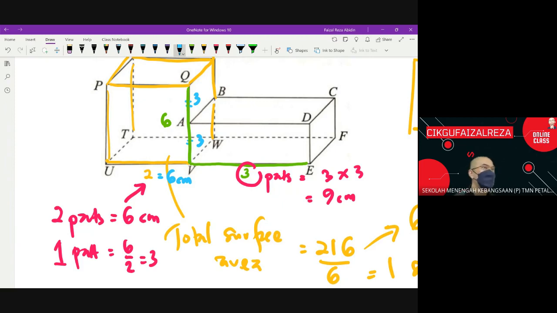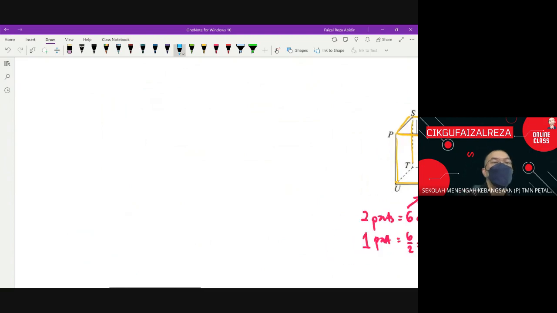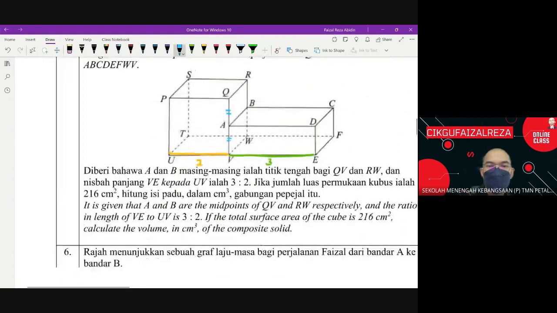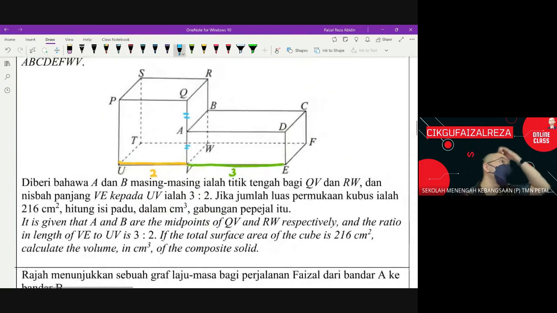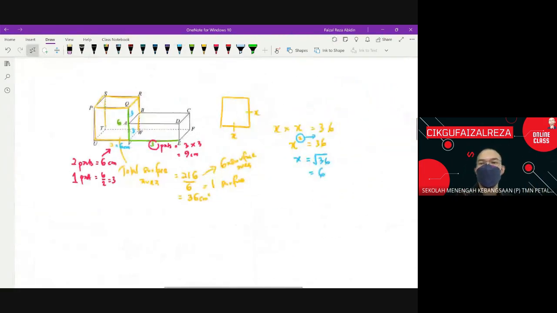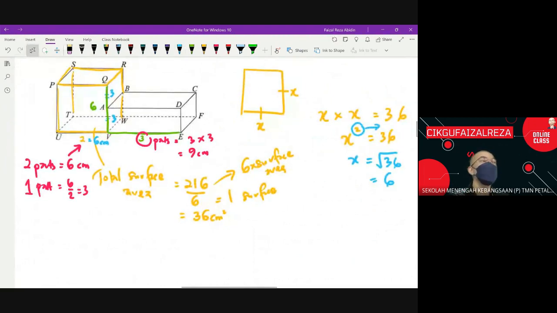Can? Faham? Okay, now we go. Dah habis. Show it again. Okay. But this one not answer the question yet. This one we just find out the length of UV, the length for VE. Can you understand? We also know the length of AV and AQ because A is the midpoint, means that we have 6 divided by 2.